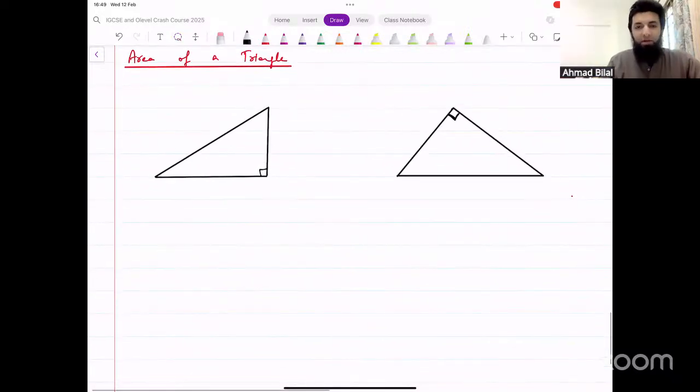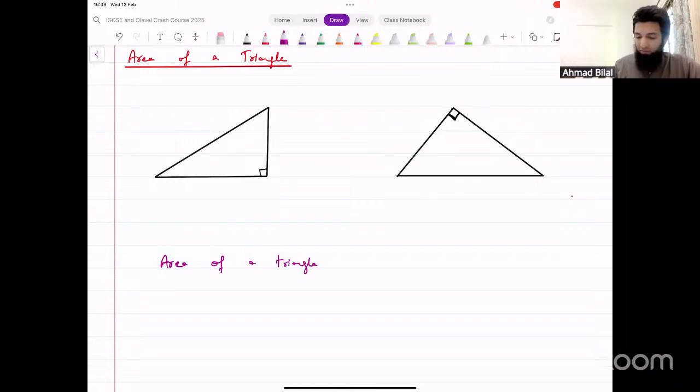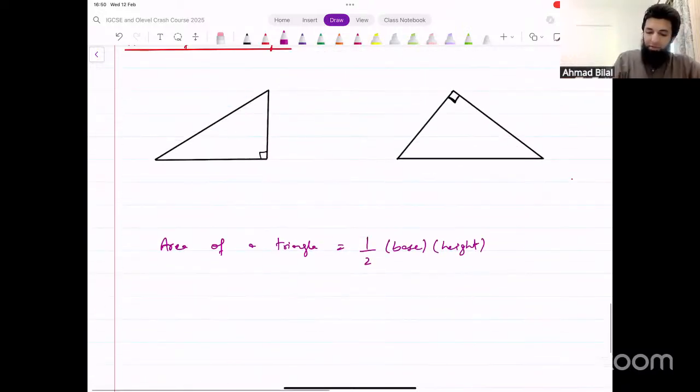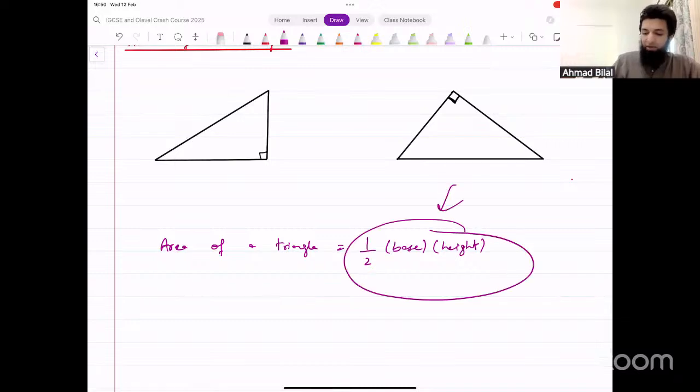Now, how can I find area of any of these triangles? One formula that we have for area is given like this. Area of a triangle is equal to half into base into height. That's one formula for area of a triangle. Now, it's very important to understand what base means in this case and what height means in this case. Because if you don't understand that, you will often end up getting this wrong.